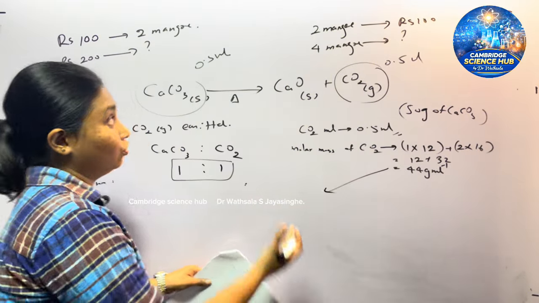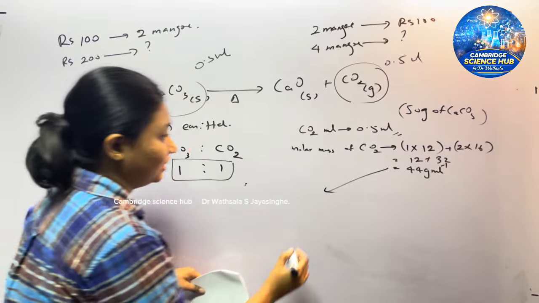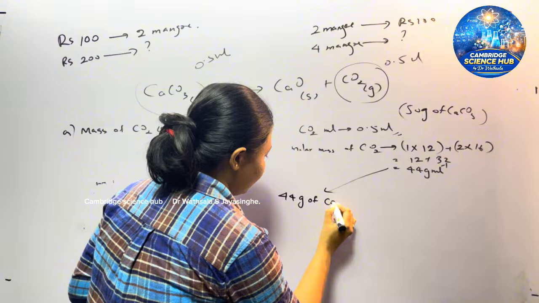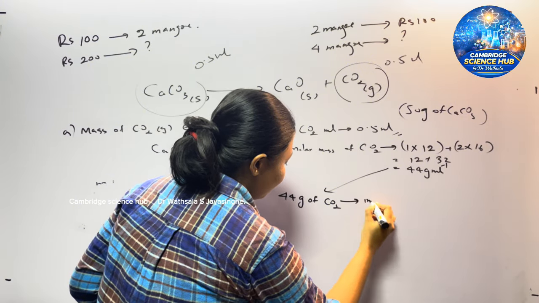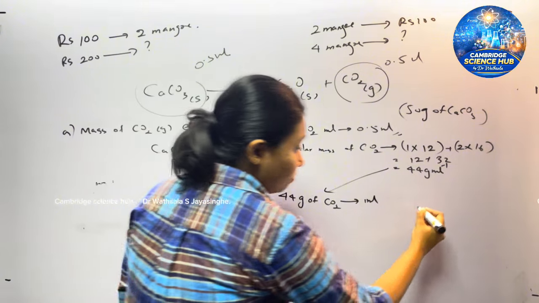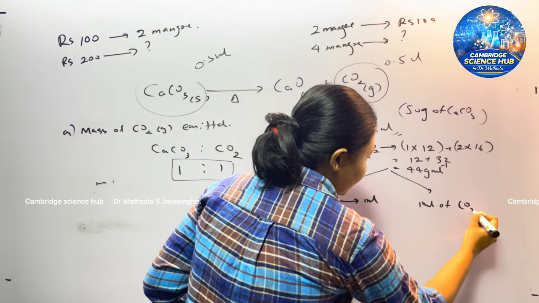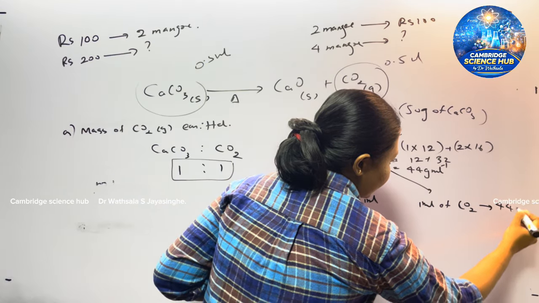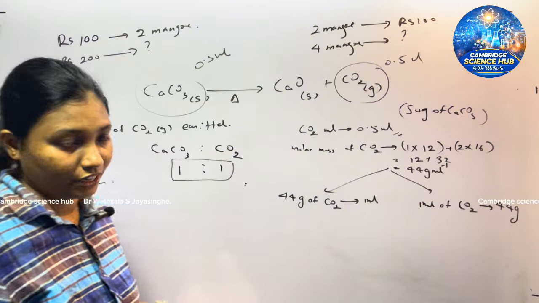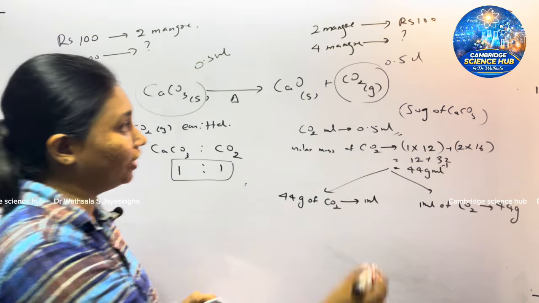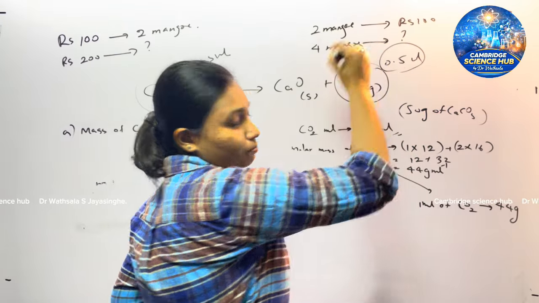So what does this indicate? This can be written in 2 ways, like this. That means in 44 grams of carbon dioxide, how many moles are there? 1 mole. Or in 1 mole of carbon dioxide, how many grams are there? 44 grams are there. Here they ask the mass of carbon dioxide gas emitted. Already we know the moles produced.